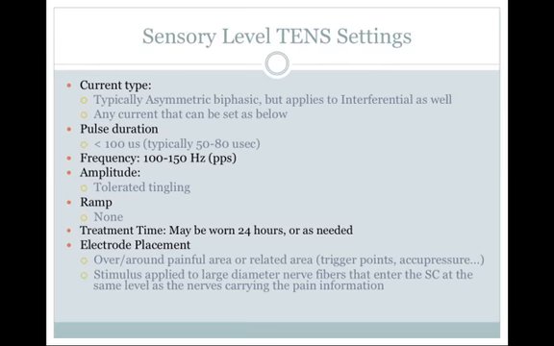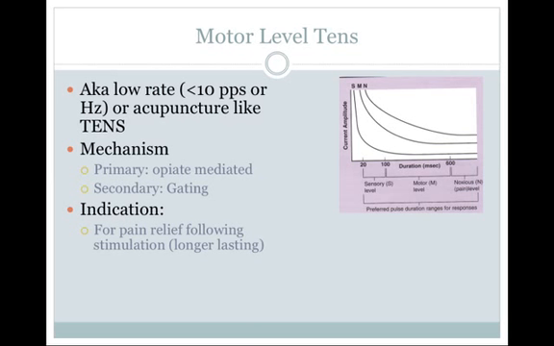And so moving on, looking at the next way to apply E-stim for pain relief, we're going to talk about what's called motor level TENS, or low rate TENS, or acupuncture-like TENS. Lots of different names for all these different things. But basically what we're talking about here is a very low rate, less than 10 pulses per second. Again, pulses per second or hertz. The low rate, but we're stimulating muscle at this point. So we're getting a muscular contraction, but at a relatively low rate, 10 pulses per second.